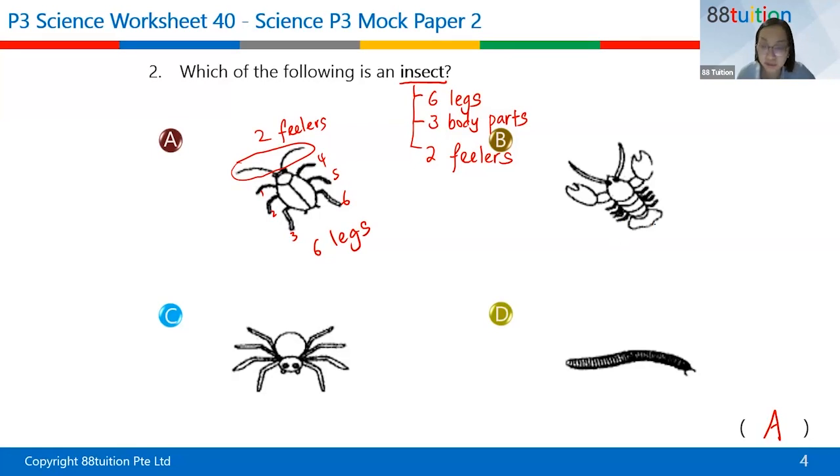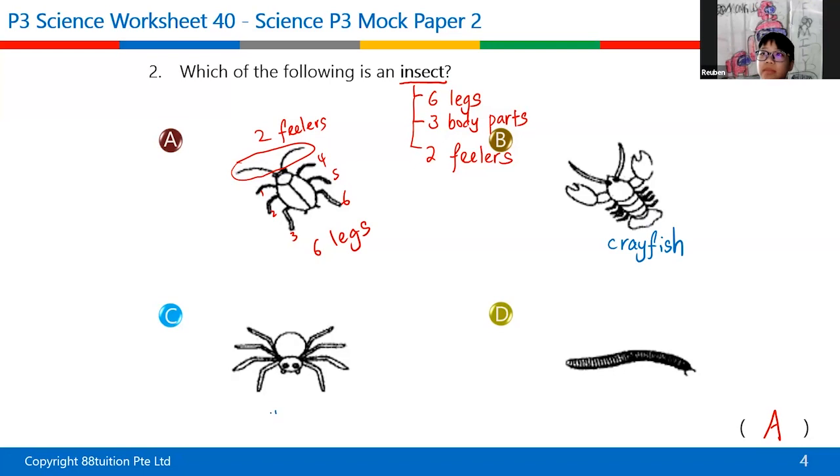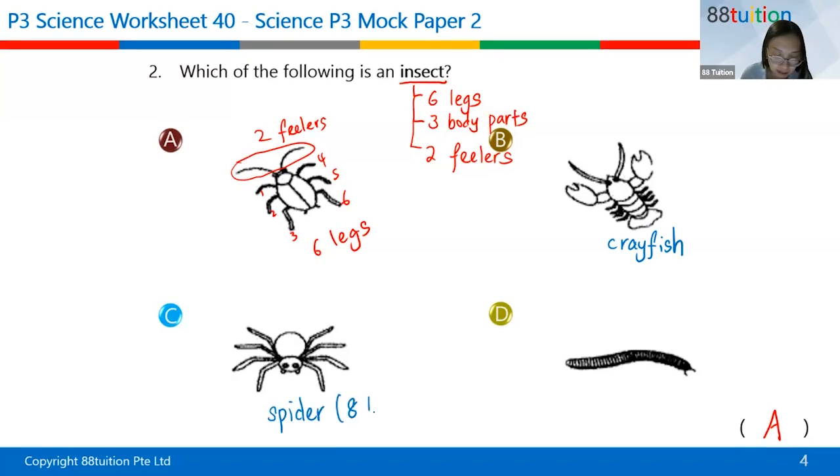Who knows what animal B is? No one? Lobster. Okay, it looks like a lobster or crayfish. And then what about animal C? Spider. Yeah, because it has 8 legs. Spider has 8 legs and D is an earthworm.